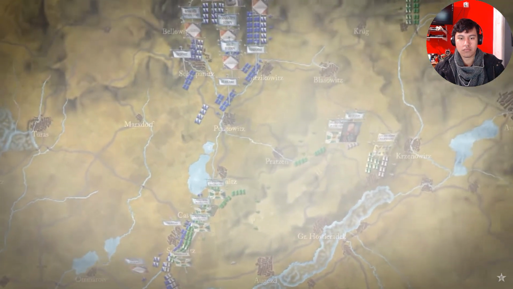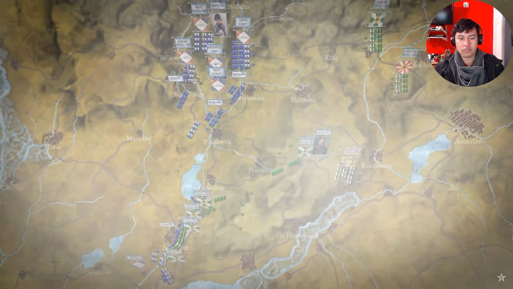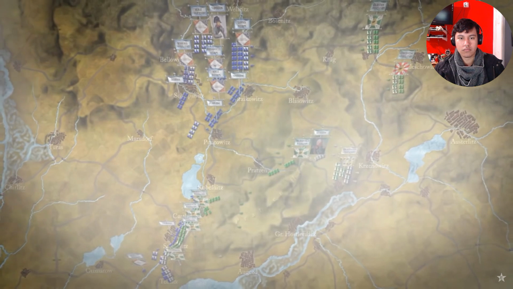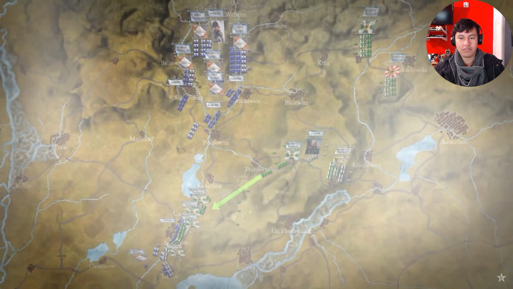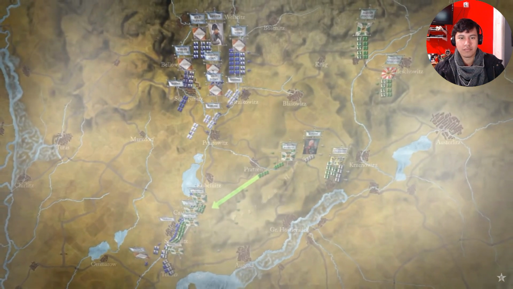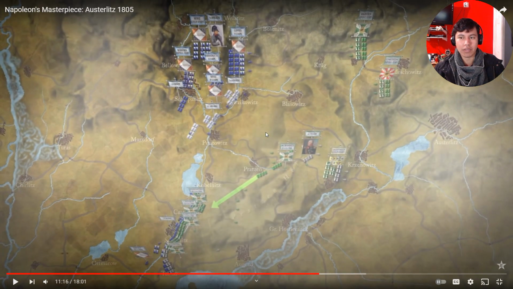As the mist began to clear, Napoleon saw that, as he'd hoped, the Allied left was moving off the Pratzen Heights, and he ordered Marshal Soult's 4th Corps to begin. They gave up the high ground.